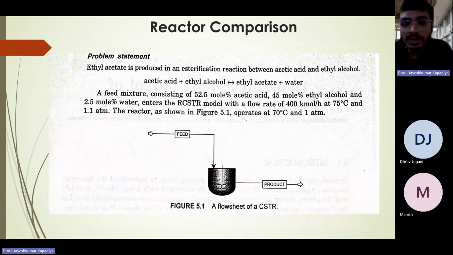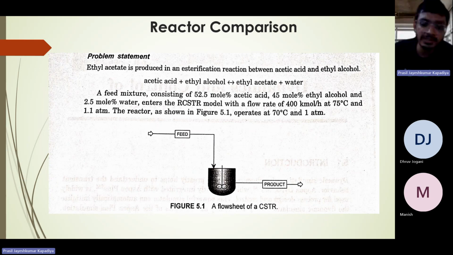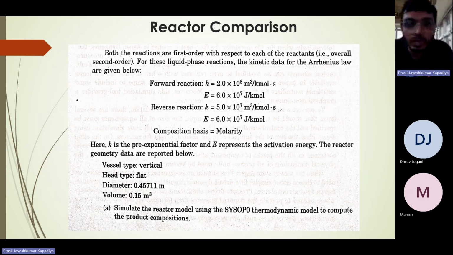This is a reversible reaction. One reaction will be acetic acid plus ethyl alcohol giving ethyl acetate and water, and the other reaction will be ethyl acetate plus water giving acetic acid and ethyl alcohol. Both reactions are first order with respect to each of the reactants, which means overall it is a second order reaction. For these liquid phase reactions, the kinetic data for the Arrhenius law are given. For the forward reaction, the rate constant and activation energy are given, and the rate constant and activation energy for the reverse reaction are given.